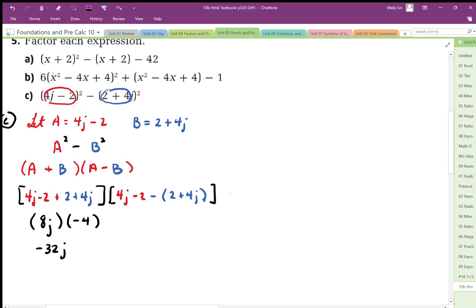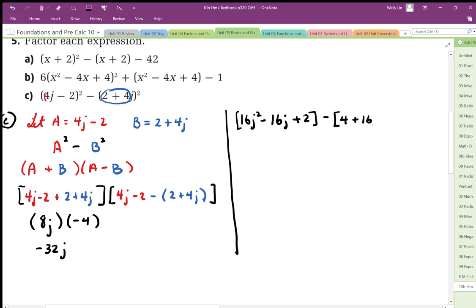An alternative is we can just do the expansion. So we can expand out 4j minus 2 squared. So we end up with 16j squared minus 8j minus 8j, so minus 16j. Negative 2 times negative 2 is plus 4. Minus, we can expand out this. We end up with 4 plus 8j is plus 16j. And then 4j times 4j gives me 16j squared.